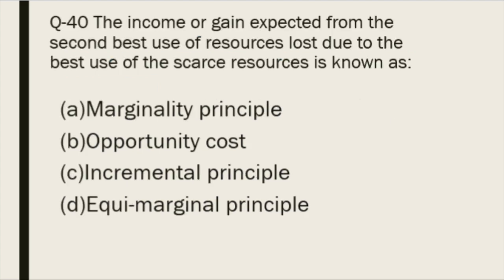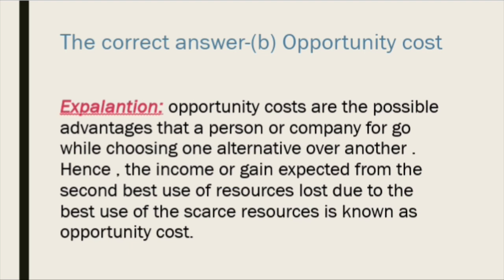The income or gain expected from the second best use of resources, lost due to the best use of the scarce resources, is known as: marginality principle, opportunity cost, incremental principle, or equimarginal principle. And the correct one is opportunity cost. Opportunity costs are the possible advantages that a person or company forgoes while choosing one alternative over another.